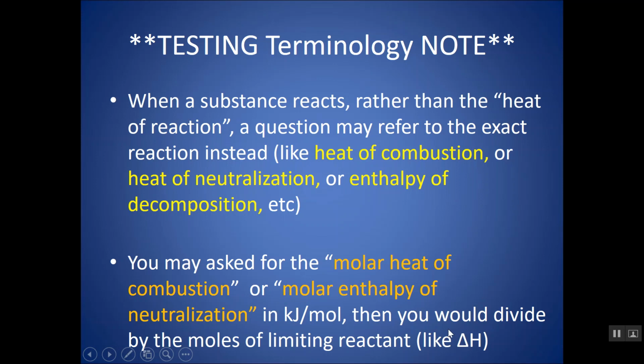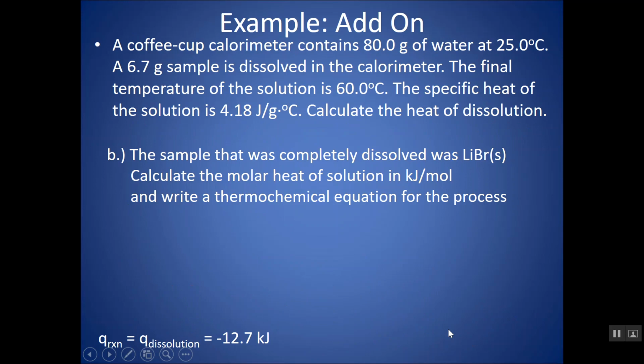Okay, so let's expand upon that problem. We talked about delta H. Now let's look at that. So let's say part B, the same problem. Part B is the sample that was completely dissolved was LiBr solid. Calculate the molar heat of solution in kilojoules per mole. So they want the delta H in kilojoules per mole. Once you find that, write a thermochemical equation. Take a moment and try the problem, and then we'll go over it together.